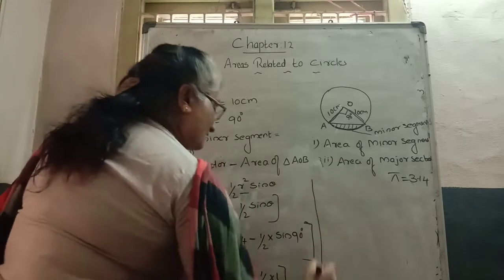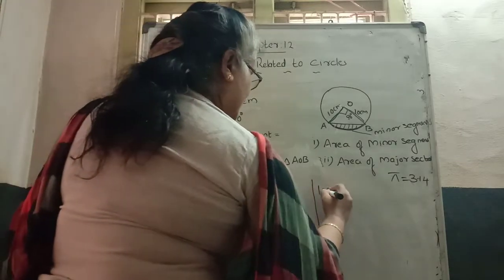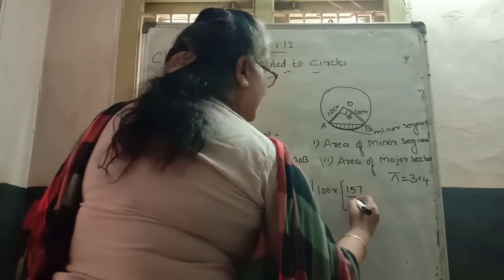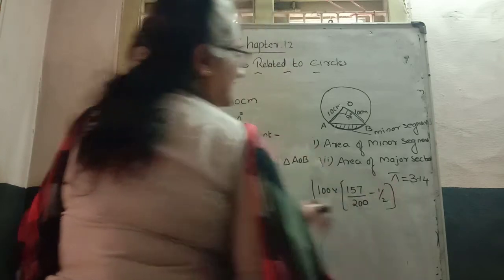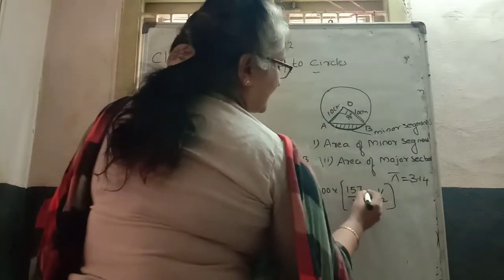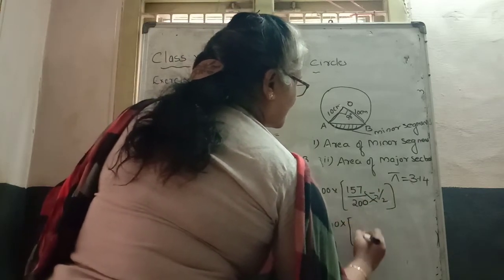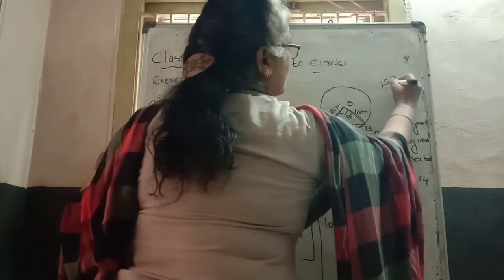So the next step we can write it as 10 into 10, which is 100, into the bracket 157 divided by 200 minus half into 1, which is a half. Cross multiply and do the subtraction. So 100 into 157 into 2 comes to be how much?